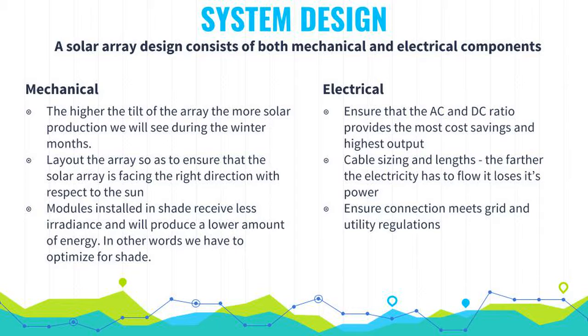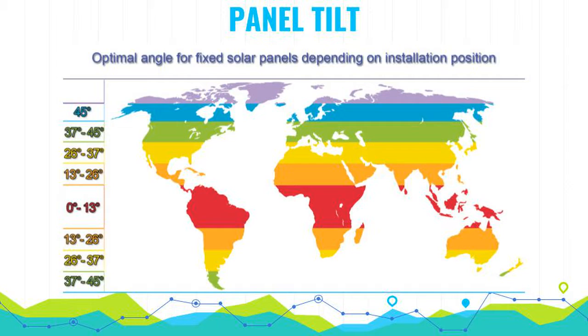Cable sizing and lengths. The farther electricity has to flow through wire, typically there are more losses. This is a balance between the loss of electricity and the cost of cable. We also have to ensure the connection meets grid and utility regulations. This chart or graphic shows the optimal angle for fixed solar panels depending on the installation position. So in other words, where you are in relationship to the equator. As you can see, as you move farther away from the equator, either north or south, the higher the panel angle.